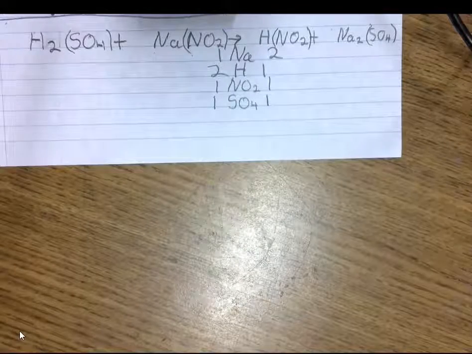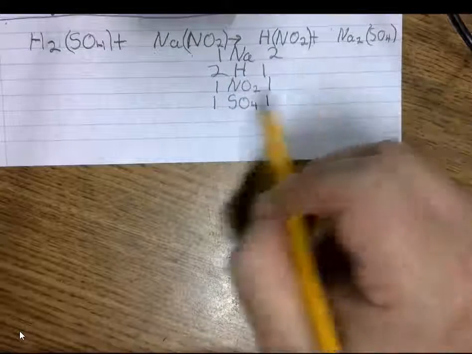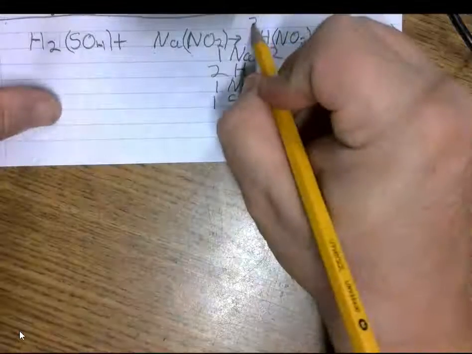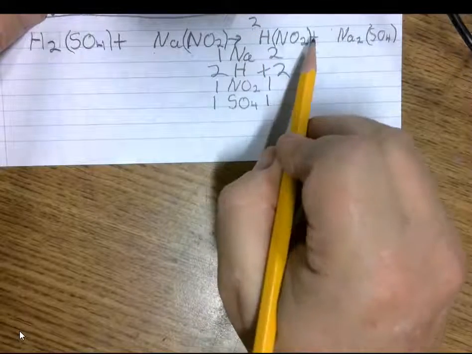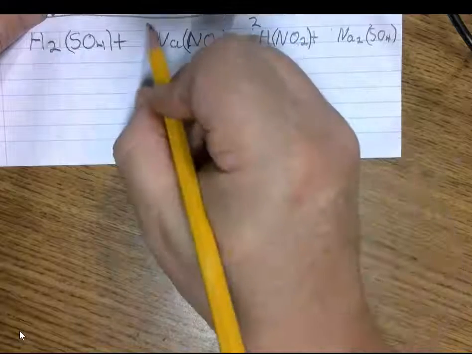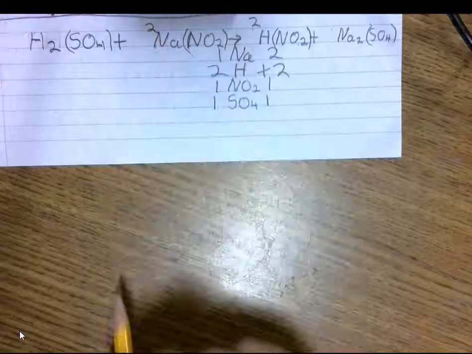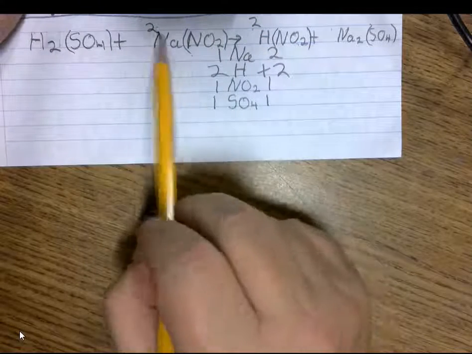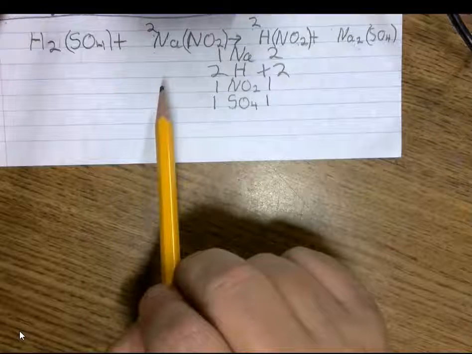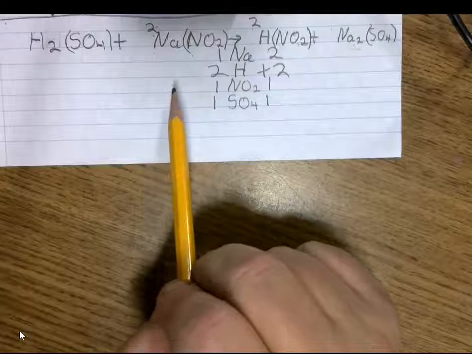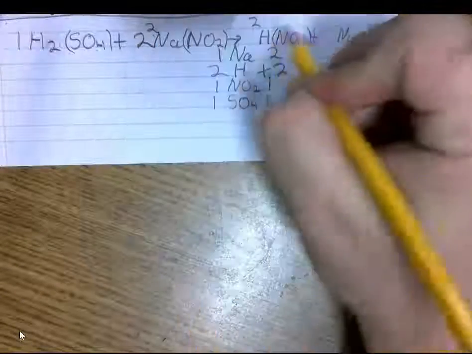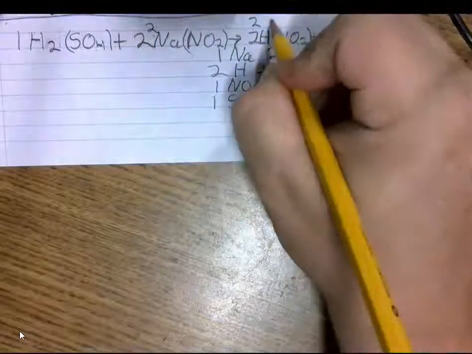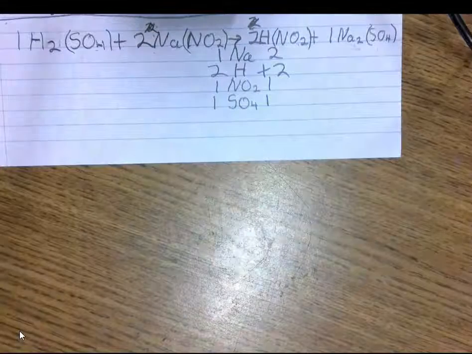Okay, so now what do we want to balance? Let's balance hydrogen first, so we put a 2 there. That becomes a 2. That gives me 2 nitrites. So I'm going to put a 2 there because I've got to bring the nitrite in balance. And that helps me out with the sodium because now I have 2 Na and I already have 2 Na over there. Everything else looks like it's in balance. SO4, SO4. So it's going to be 1, 2, 2, 1, and that balances everything.